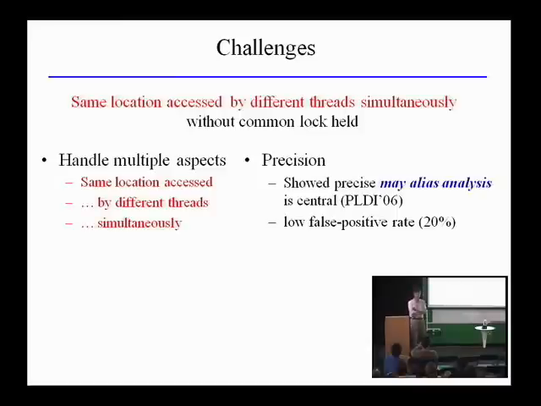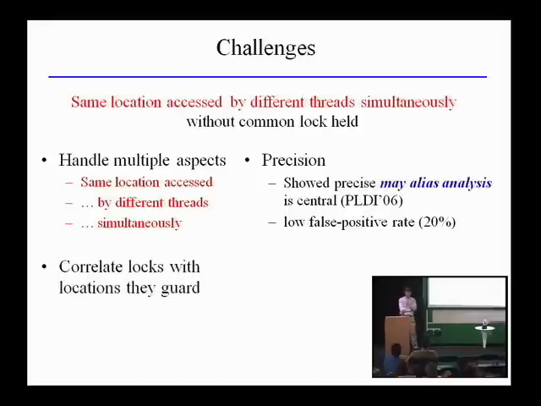The second big thing we did was to try to figure out how to correlate locks with the locations they guard, how to figure out which locks guard which memory locations. This is key to the last bit here, figuring out whether there's a common lock held when you are checking a pair of accesses to see if they might race. This is much more of a soundness issue. You need to do this well in order to guarantee that you're going to find all the races, and this was a big stumbling block in previous work.